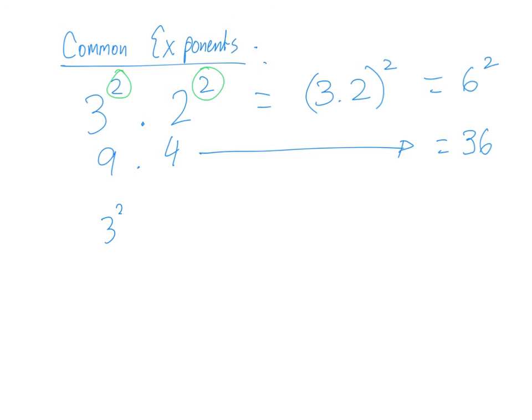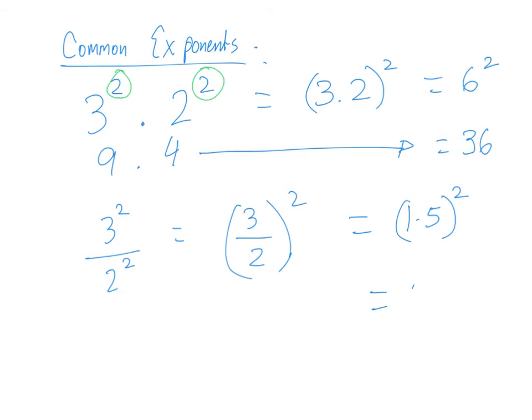Similarly, when you're dividing, you can write it this way. 3 divided by 2 is 1.5. The square of 1.5 is 2.25. Similarly, if you solve this, you'll get 9 divided by 4. That resolves to 2.25.